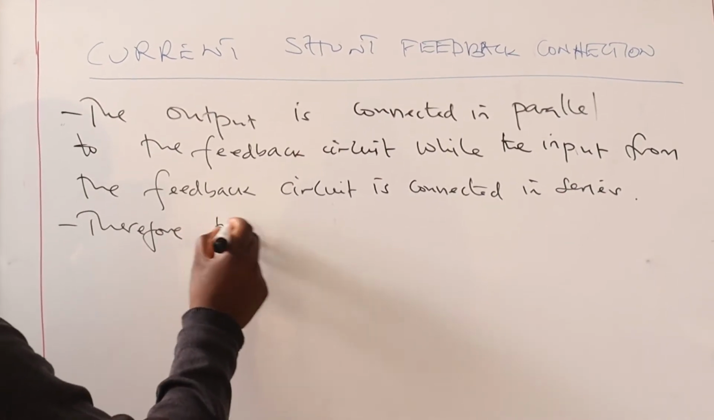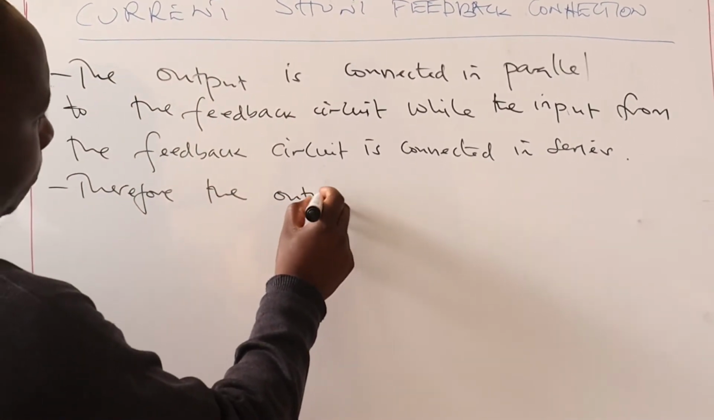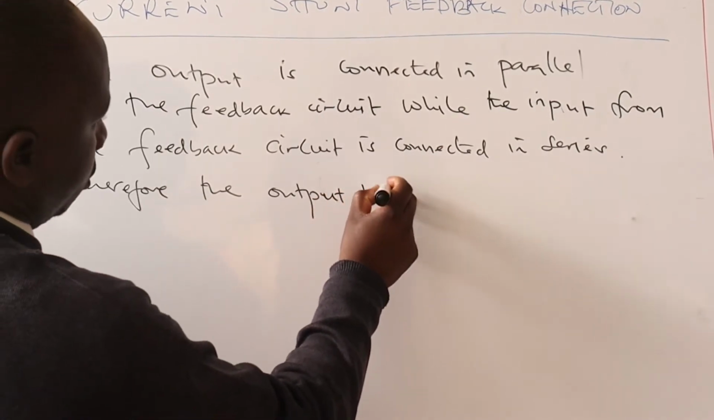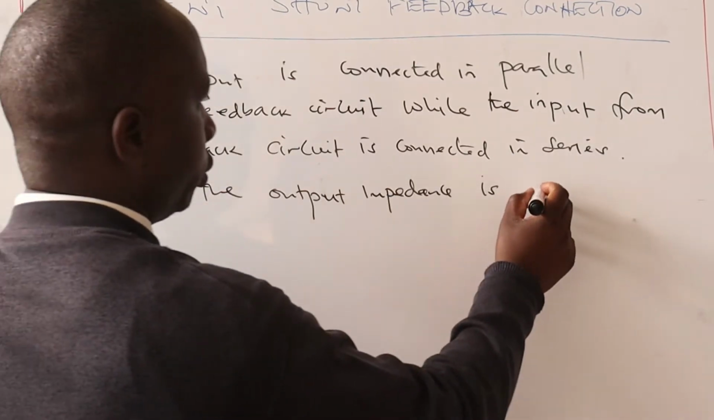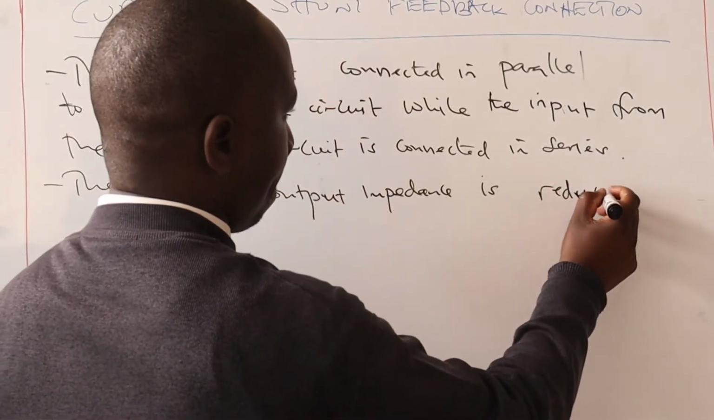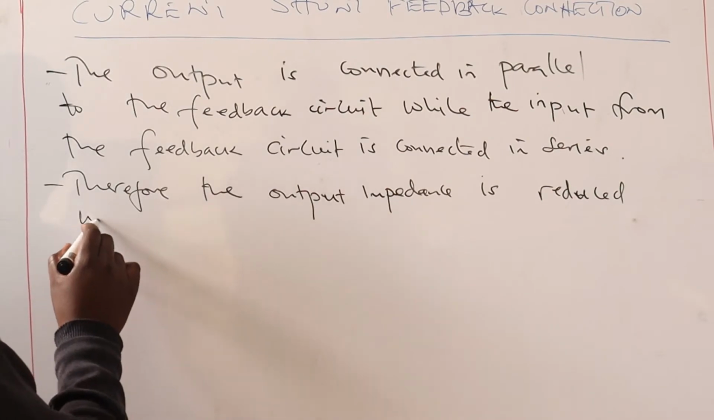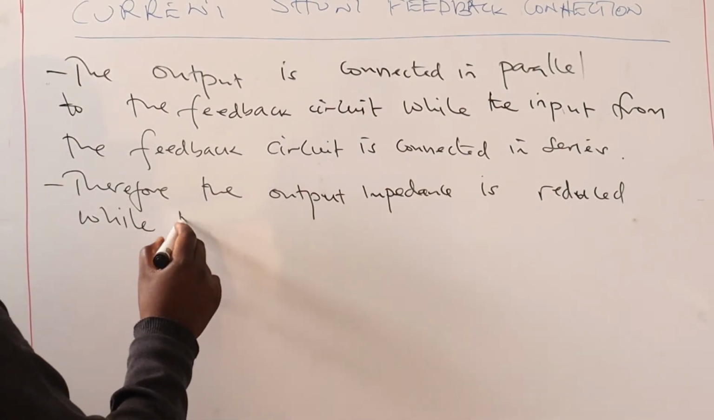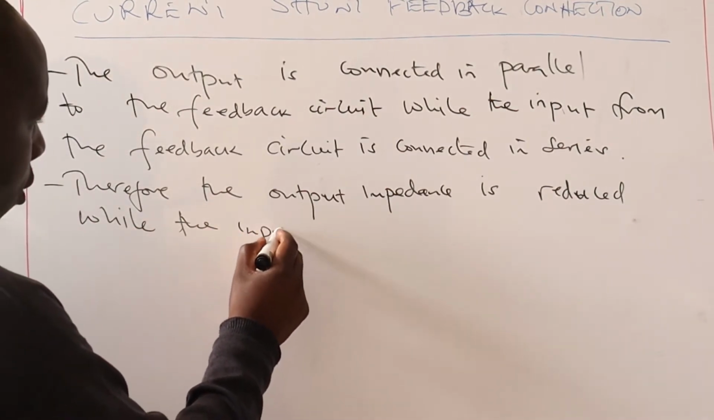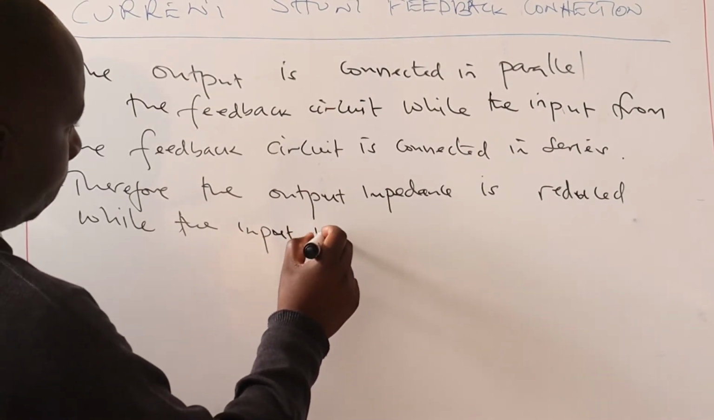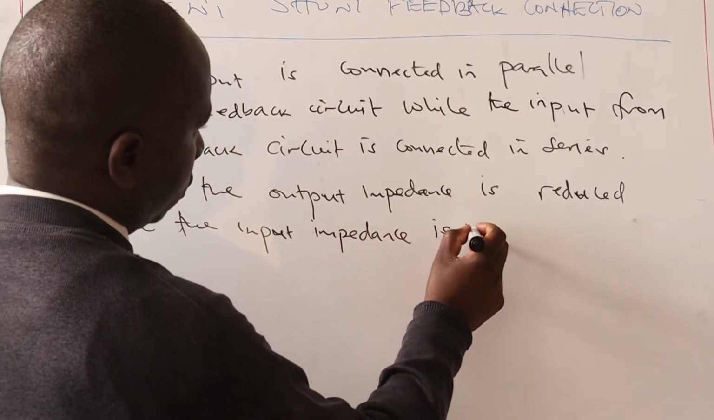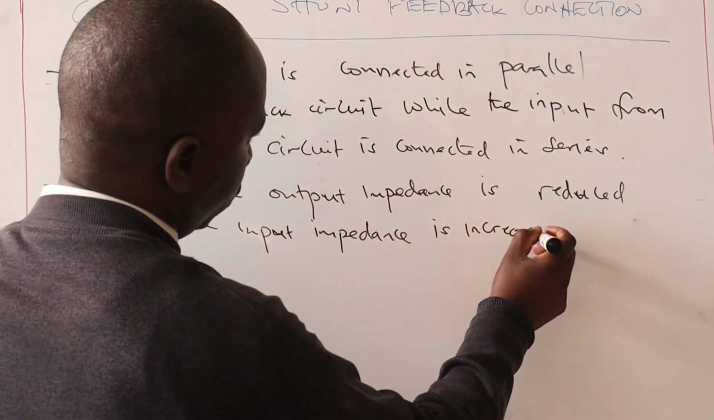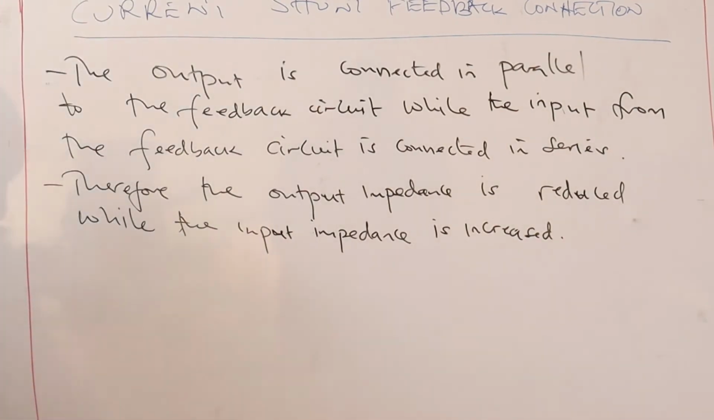Therefore, the output impedance is reduced while the input impedance is increased. You can have a sketch of that so that you can be able to figure out.